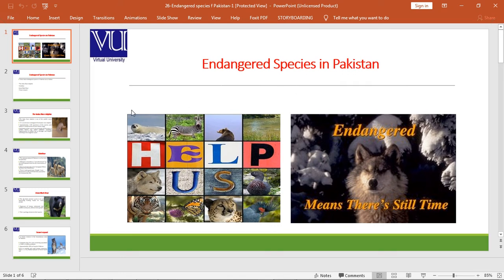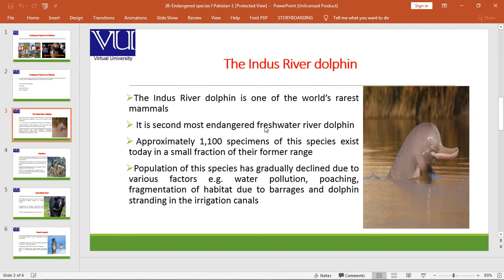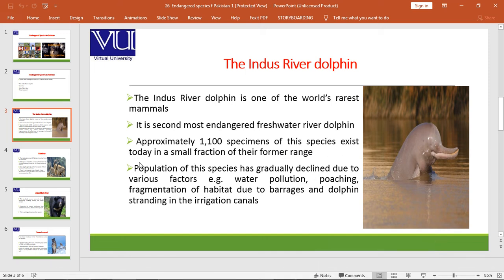Endangered species in Pakistan. Some of the most endangered species in Pakistan are as follows: the Indus River dolphin, Markhor, Asian black bear, snow leopard. The Indus River dolphin is one of the world's rarest mammals. It is the second most endangered freshwater river dolphin. Approximately 1,100 specimens of this species exist today in a small fraction of their former range.